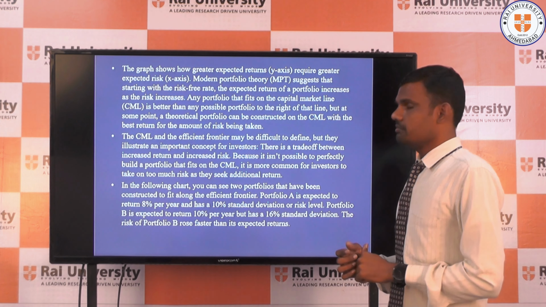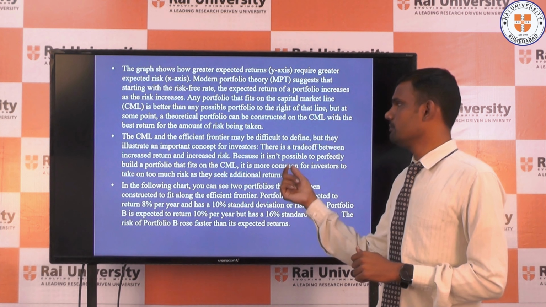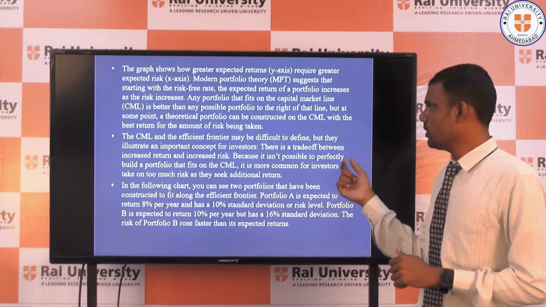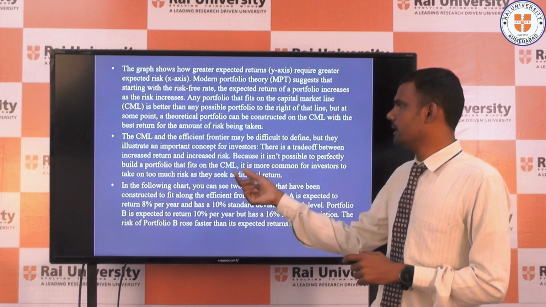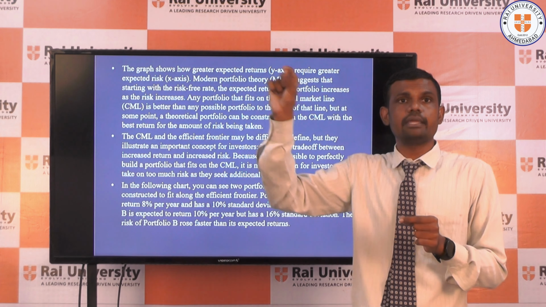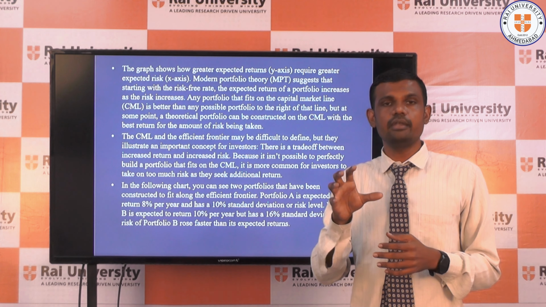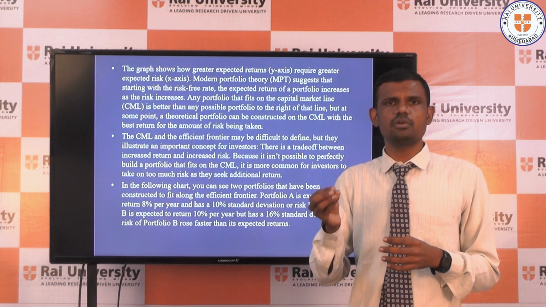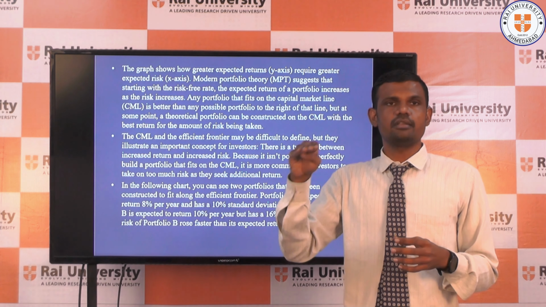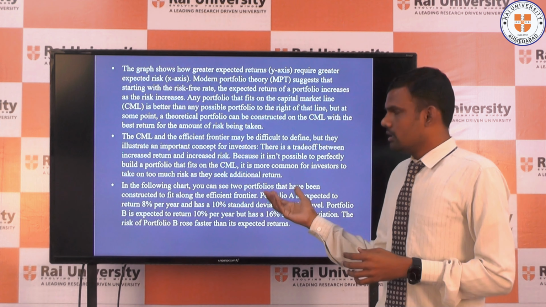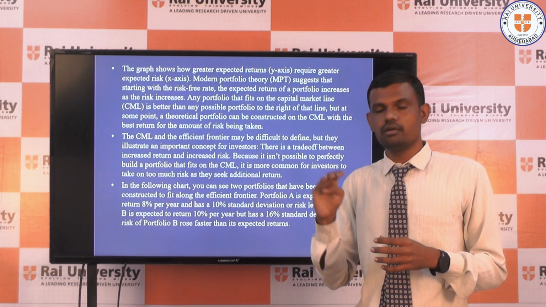Now CML means capital market line. The efficient frontier may be difficult to define, but it illustrates an important concept for investors. There is a trade-off between increased return and increased risk. Also, it is not possible to perfectly build a portfolio that fits a particular market line. So for all investors it is not possible to measure risk and return, and we generally cannot see an investor who can beat this risk and return every time. Now in this, we can see that an investor should always think about return and risk.